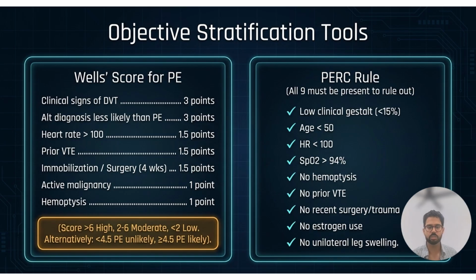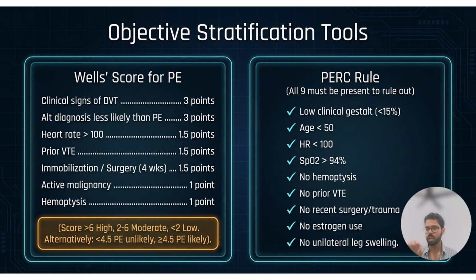Hemoptysis, 1 point. So when we tally these all together, it gives us a total, and a score greater than 6 is considered high risk. 2 to 6, moderate. Less than 2, low. Another way to look at it is making it dichotomous. So below 4.5, PE is unlikely. Greater than or equal to 4.5, PE is likely.